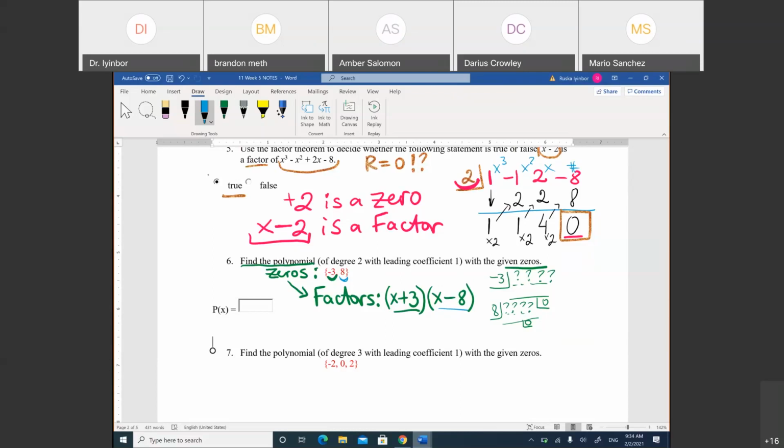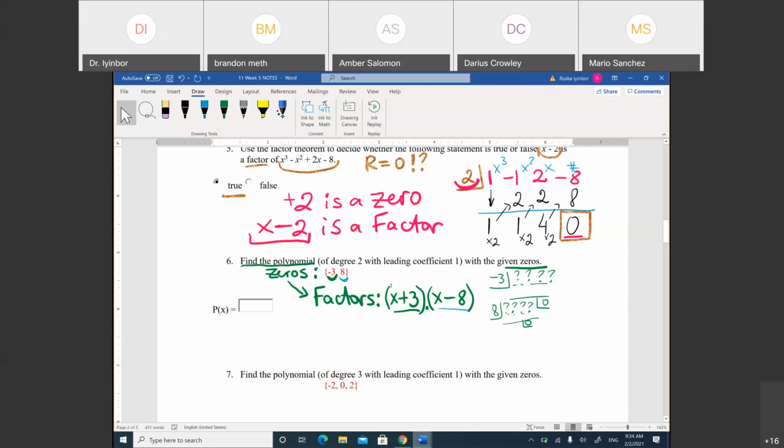It's always opposite. Okay? And now, if I know the two factors, how am I going to find the polynomial? I'm going to multiply those two. So how do you multiply x plus 3 and x minus 8? I'm going to FOIL. Or you can just distribute. I'm going to do it step by step so you can see.